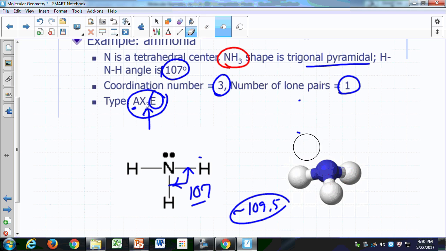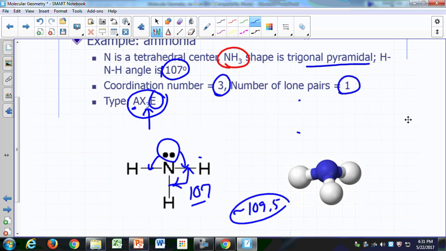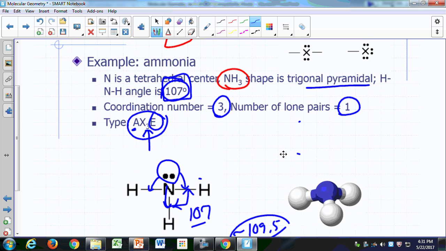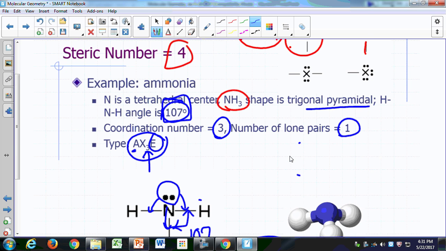The reason for the distortion is that this lone pair right here is bulkier than the single bond, so it pushes those single bonds farther away from it, so they're a little closer together, so the H-N-H angle is less than 109, it's 107. So ammonia has a tetrahedral center, but its shape is trigonal pyramidal.